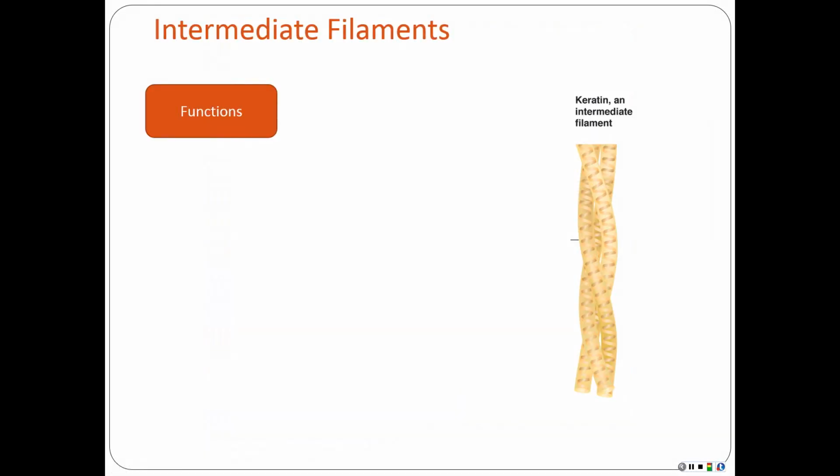The next type of filament is called an intermediate filament. Nothing fancy about its name. It's intermediate in size. It's not the biggest like the microtubules.